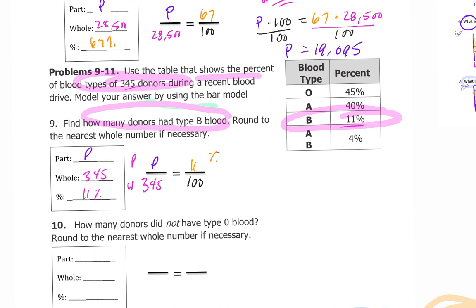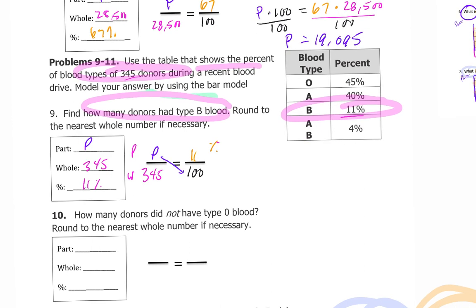So again, I'm going to use a cross product equation because that's the safest and simplest way to do it. I'm going to tell you right now that the percent equation comes out of this, because it's the easiest way to do it. But we're going to stay simple right now and just stay with the cross product equation. So we're going to have 11 times 345 equals P times 100. And then you're going to solve. So go ahead and solve.